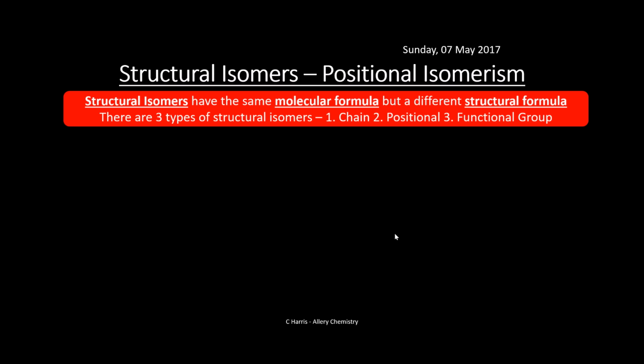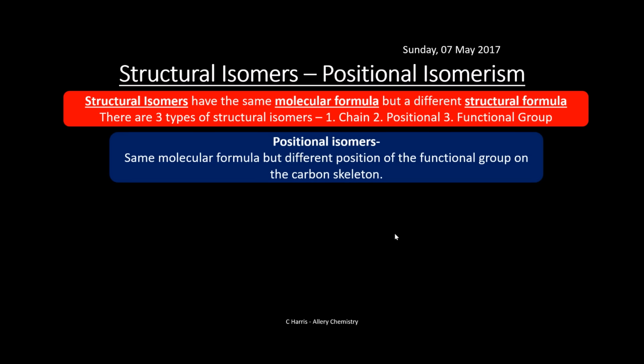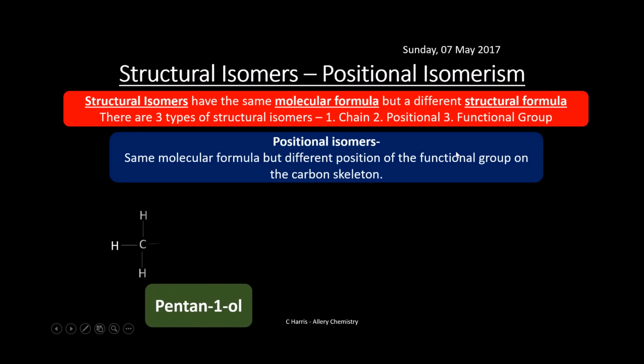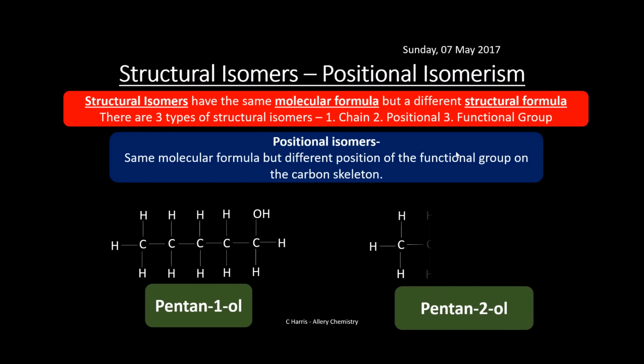Okay, right. So let's have a look at positional isomers. These have the same molecular formula, same as before, but a different position of the functional group on the carbon skeleton. Look at the word before the word isomer: positional is the change of position of the functional group. Here's an example. This is pentan-1-ol, and the positional isomer of pentan-1-ol is pentan-2-ol. The position of the alcohol group has moved. It's moved from the end to the middle. And that's a classic sign of a positional isomer.